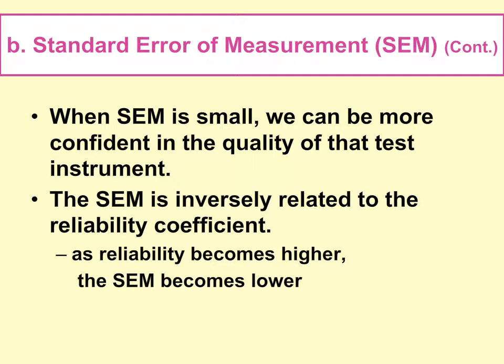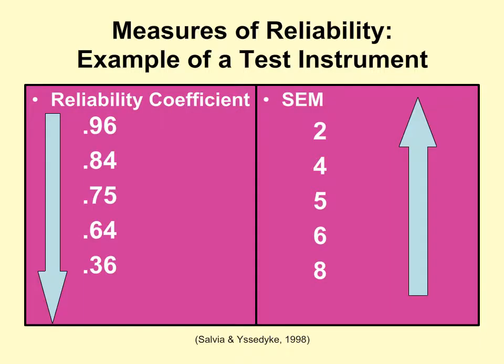The next slides will present examples of SEMs compared to reliability coefficients. Then it will make more sense. Here is an example of one test and the actual reliability coefficients compared to SEMs. Notice that the reliability coefficients are reversely related to the SEMs. This means that as the reliability coefficients increase, the SEMs for that same reliability study will decrease.